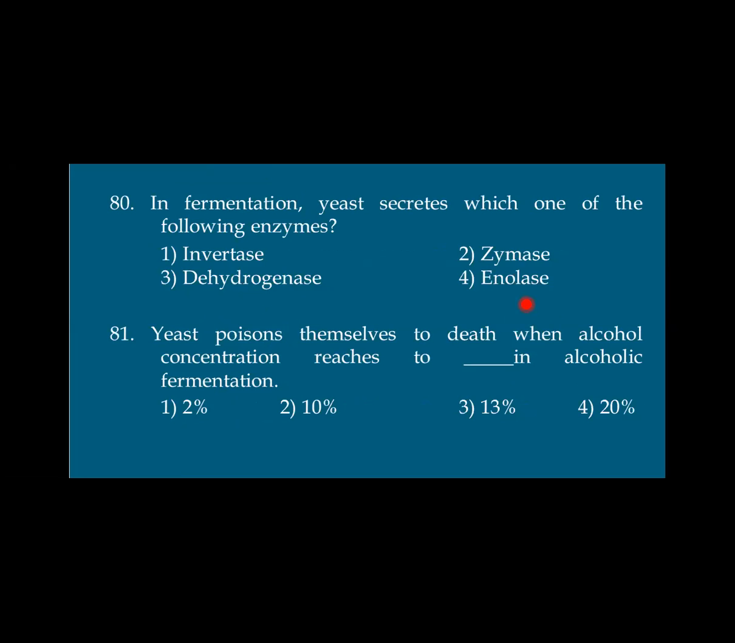Yeast poisons themselves to death when alcohol concentration reaches what? NCERT statement. When does yeast die? When the concentration reaches 13%. So the maximum concentration they can tolerate is 13%. Once it crosses, yeast will die off. However, in many alcoholic beverages, we raise this concentration by the process of distillation, whereas non-distilled beverages will have a maximum of 12 to 13% alcohol. Distilled beverages can have more than that, like 40-45%, even up to 50% alcohol by the process of distillation. So your answer is option 3, 13%.